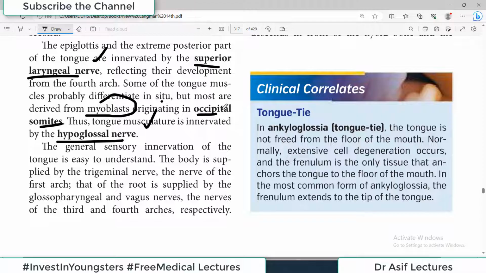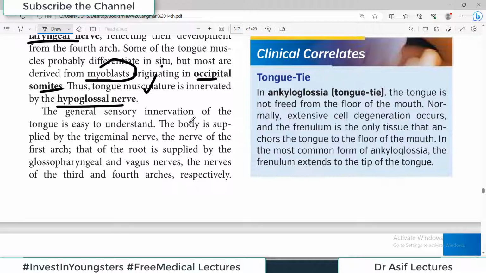अगर कोई चीज़ first pharyngeal arch से derive हो रही है तो उसकी nerve supply भी वैसी ही होगी. अगर कोई चीज़ second pharyngeal arch से derive हो रही है तो उसकी nerve supply वैसी होगी. Okay, the general sensory innervation of the tongue is easy to understand. And why is it easy to understand? Because you just need to know कि कौन सा part of the tongue कहाँ से derive हुआ है. जहाँ से वो derive हुआ है वही उसकी nerve supply होगी.